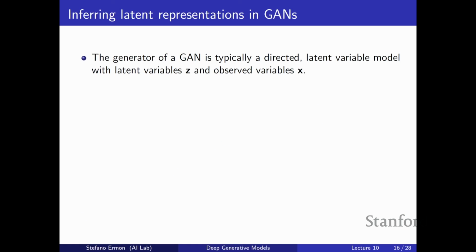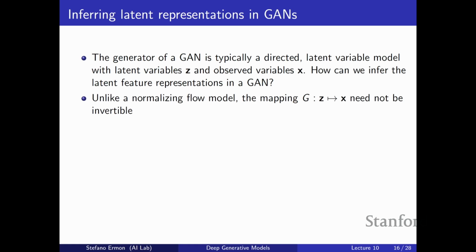Maybe the last thing we can briefly talk about is how to actually infer latent representations in GANs. This is going to be a bit of a shift in terms of the topic, but once you train a GAN, you have these latent variables that are mapped to observed variables, and you might wonder, it kind of looks like a VAE. To what extent are you able to recover Z given X?